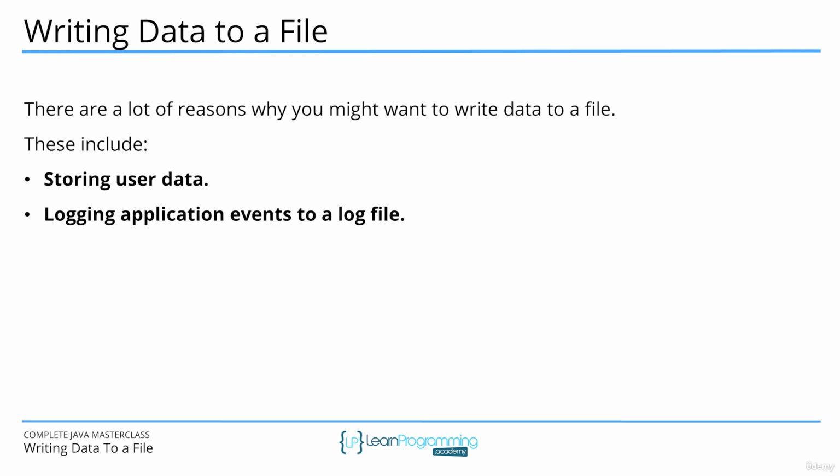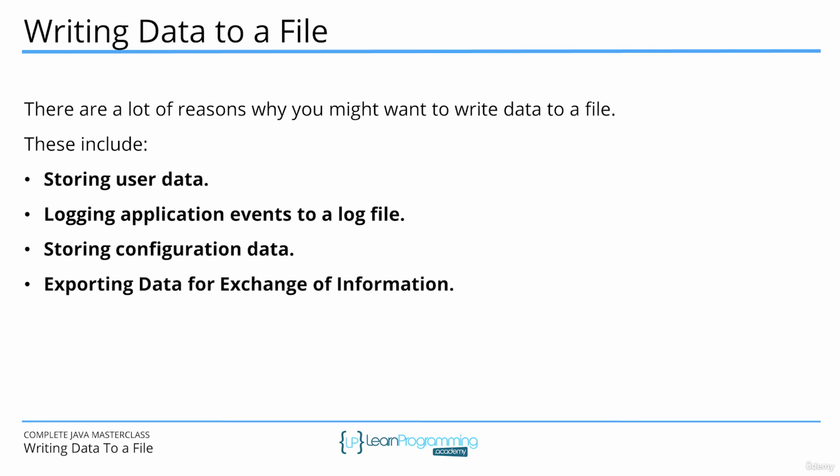Logging application events to a log file. This helps with troubleshooting problems as well as monitoring. Storing configuration data. You can store settings that might change or be configured for different environments, as well as elements shared between different parts of an application. Exporting data for exchange of information. Sharing data is very common, and file formats such as CSV, JSON, or XML have evolved to support interoperability and communication between systems.